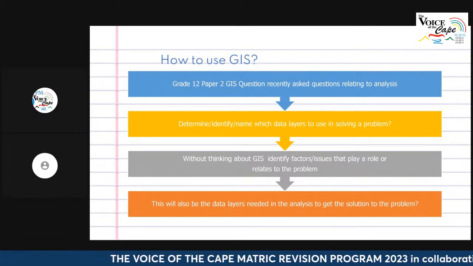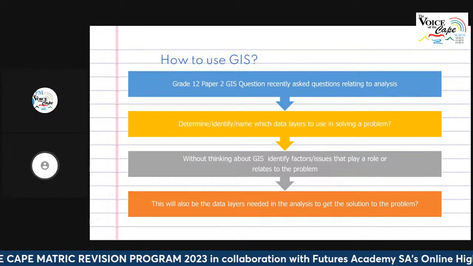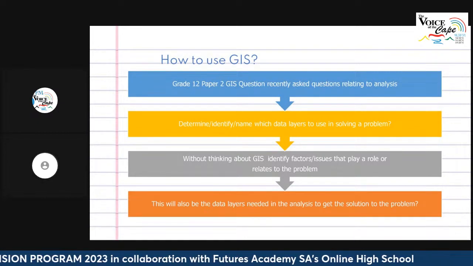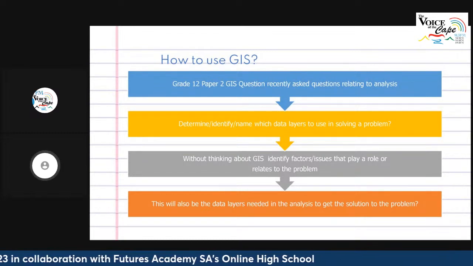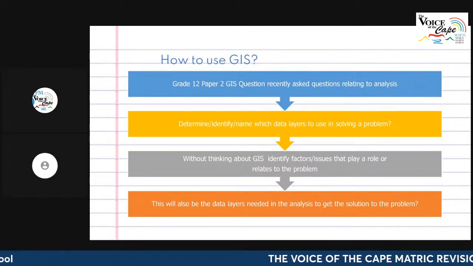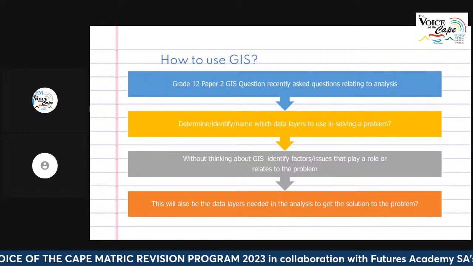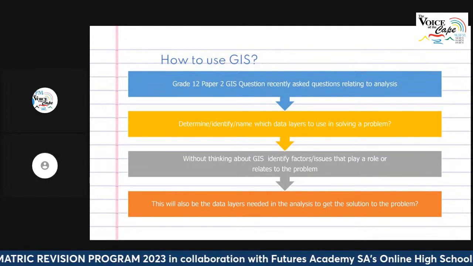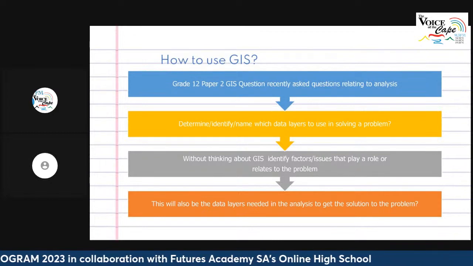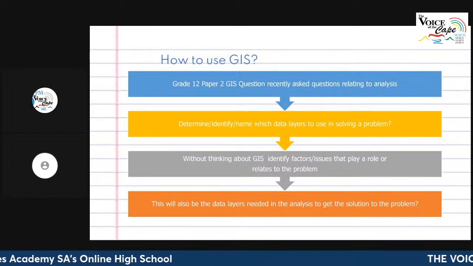Please remember, it is a big section in your paper. It is worth 12 marks in paper 1 and 12 in paper 2. So it might sound small, but that could be your determining factor of whether or not you get your A or whether or not you can pass. We often leave this section blank. Don't do that. Do not leave the section blank. Attempt it. It's not that difficult. Okay?